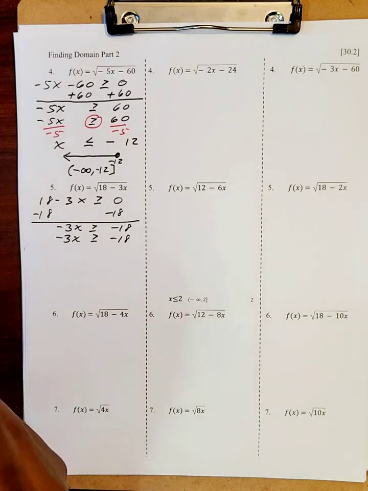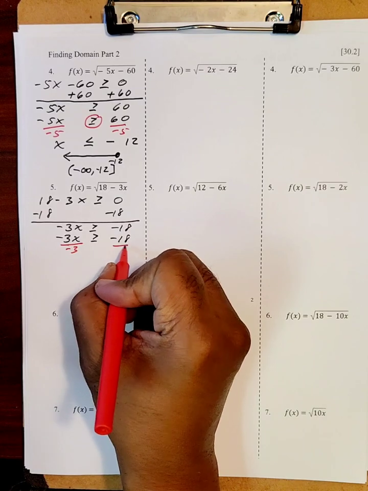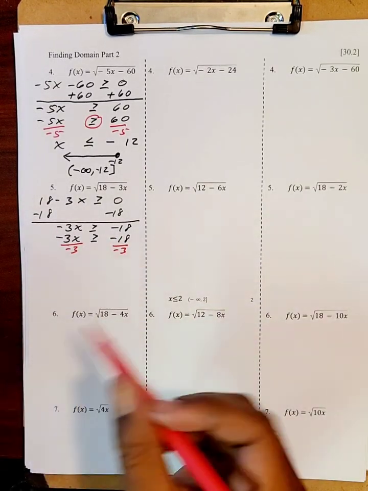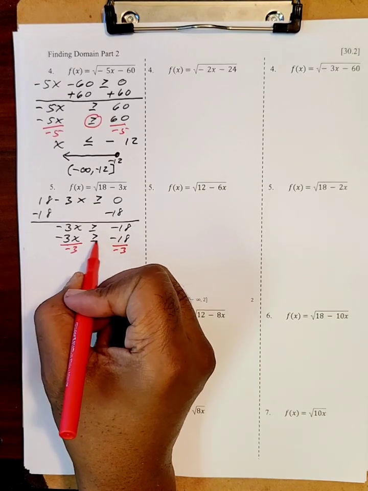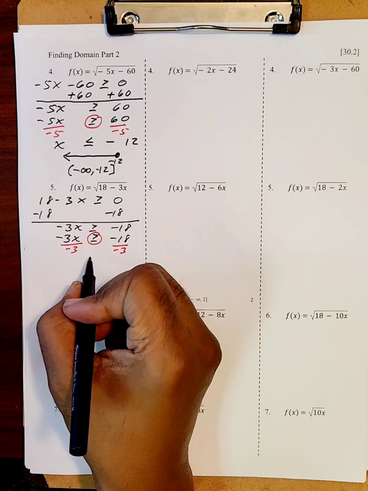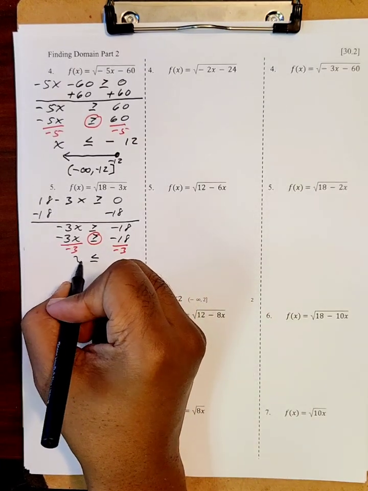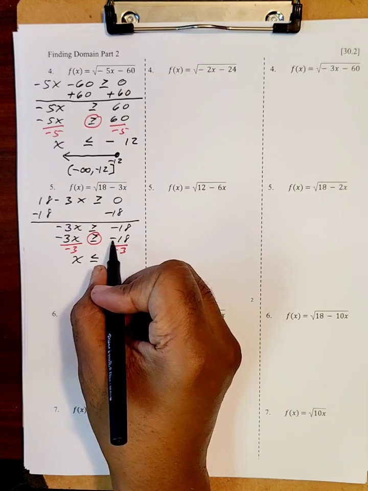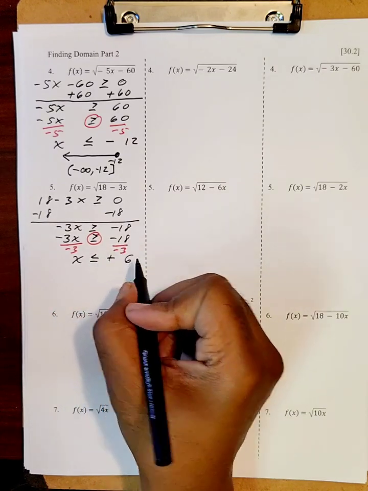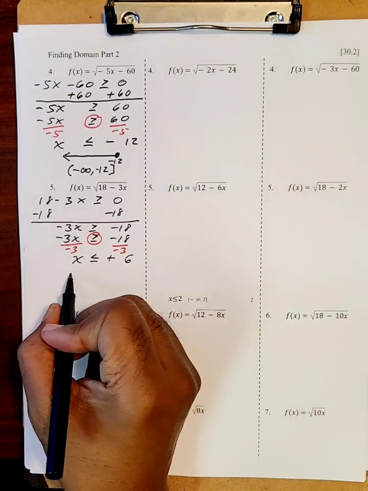So dividing this by negative 3 here, and the other side also by negative 3, gives us a sign change, and instead of a greater than or equal to, this is going to change to a less than or equal to. So the negative 3's cancel out, we get x less than or equal to, negative divided by negative will give us positive, and 18 divided by 3 gives us a 6. So x is less than or equal to positive 6.